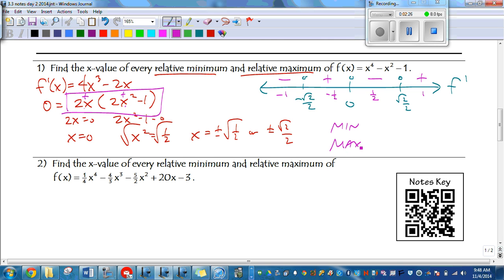So we want to know when the local mins and maxes occur. So let's look at each critical value. At negative root 2 over 2, the derivative is changing from negative to positive. So what do we get? Minimum. So at x equals negative root 2 over 2, we have a minimum. At 0, it changes from a positive derivative to a negative derivative. That gives us a maximum. And at positive root 2 over 2, we're changing from negative to positive again, so that gives us another minimum.